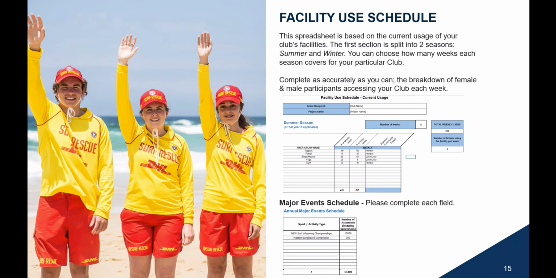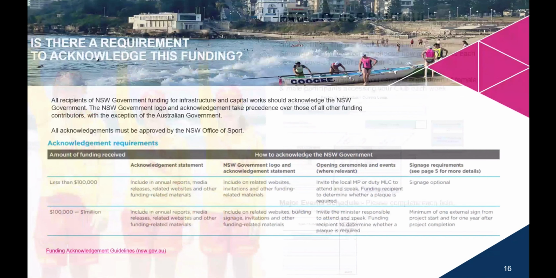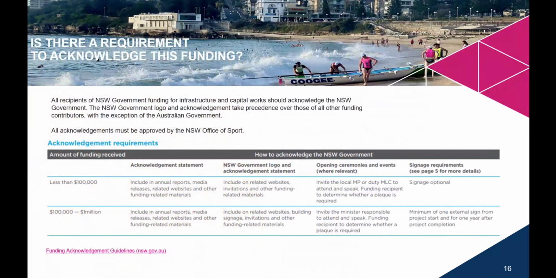As per the program guidelines, you will be required to acknowledge the New South Wales Government in places such as your website, annual report and events. You'll need to notify us 2 months prior to any event such as an opening ceremony. This way we can invite the Minister's office to send a representative to attend.